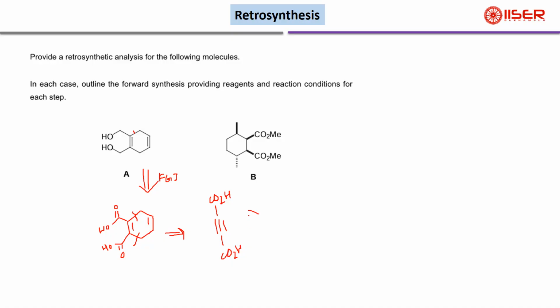And another is this. So if we perform a Diels-Alder reaction between these two followed by a reduction, we can get this as our compound. Instead of acid, we also can use ester, which are easily available in market. You can use ester.